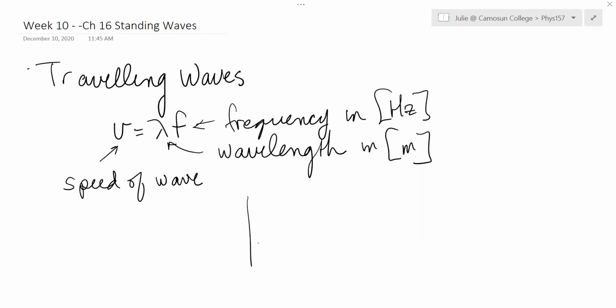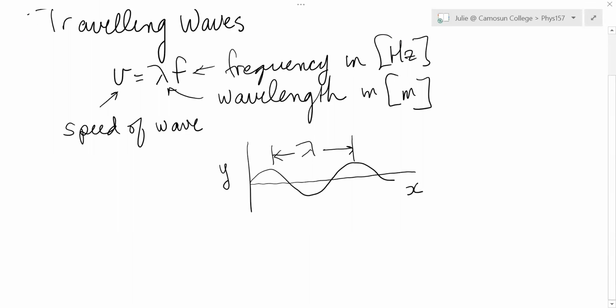Okay, so if you're looking at a wave, like a water wave, and you take a snapshot in time so that you're looking at the displacement of the wave as a function of position, that's what wavelength is. It's the peak to peak distance. That's one way to represent a wave.